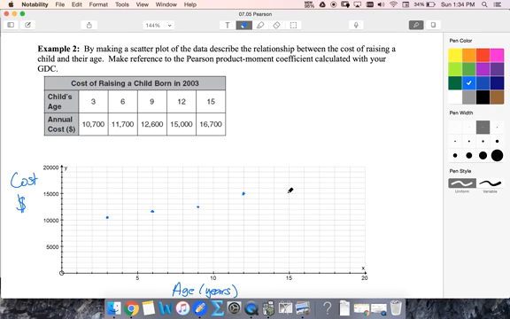And then 15, we've got 16,700, so up here. So looking at these points, it looks like it's a positive correlation, and it looks moderate to strong. So let's see how we actually calculate it.